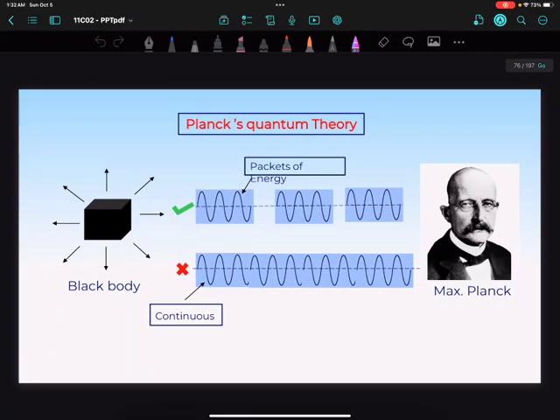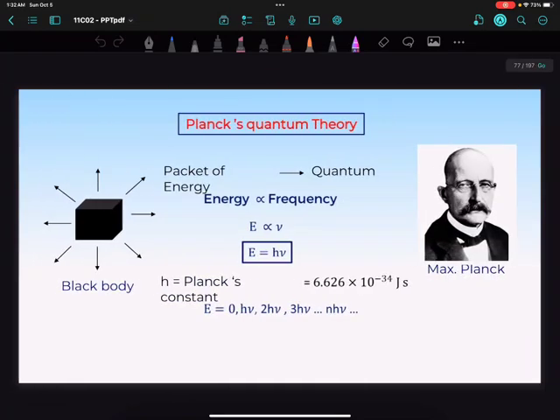So in Planck's quantum theory, he said that energy is transferred from one place to another in the form of packets of energy, not in the form of a continuous wave. A packet of energy is nothing but a quantum, and the energy is directly proportional to the frequency. So energy is equal to h nu, and this h is known as Planck's constant. Planck's constant value is 6.6 into 10 raised to power minus 34 joule second.